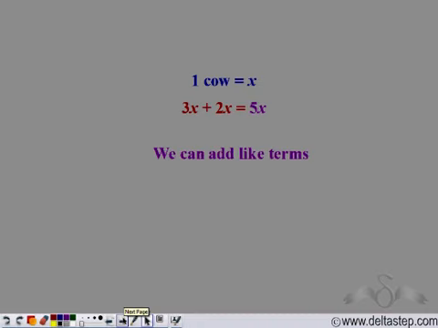So just like we can add similar things, we can add like terms. Since we added cows to cows, we can add X to X. So 3X and 2X gives us 5X.